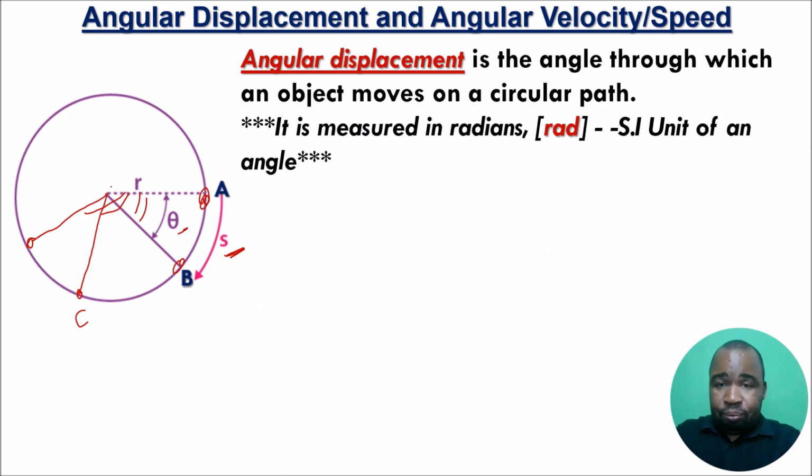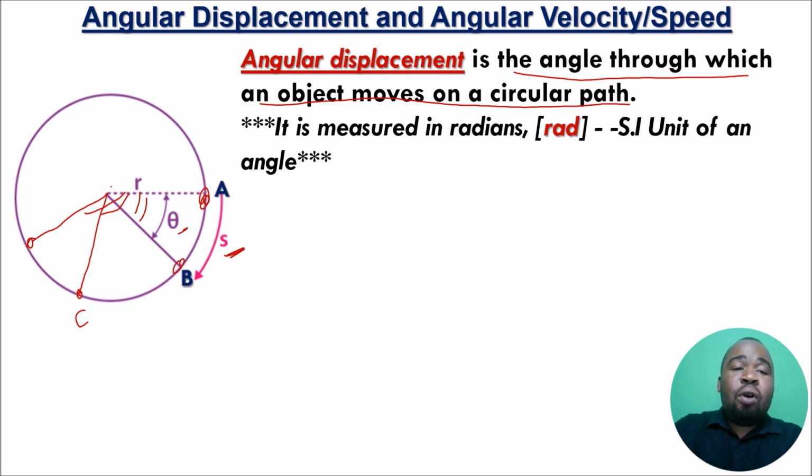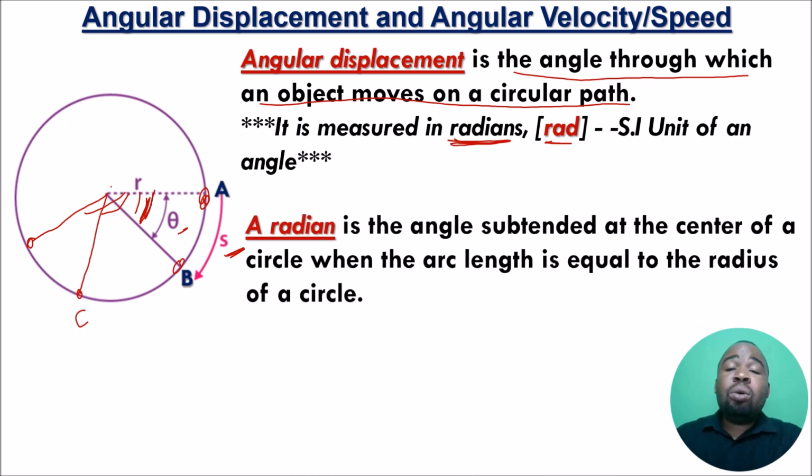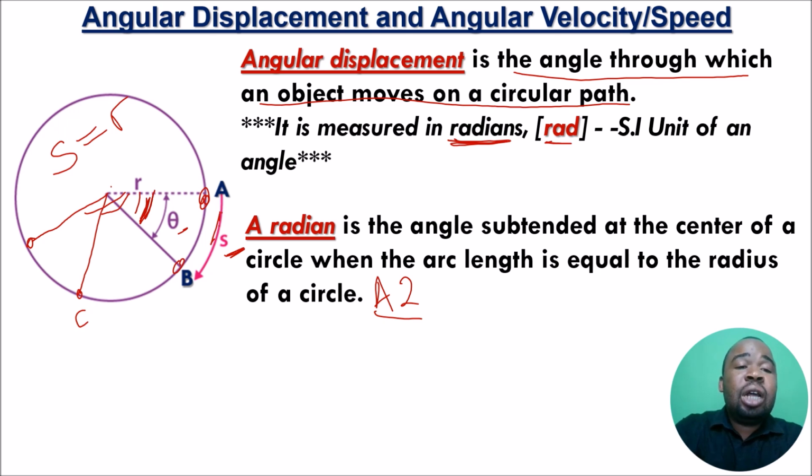Now, what is angular displacement? Angular displacement is the angle through which an object moves on a circular path, from its starting position to the current position. How big is the angle it has gone through? That is angular displacement. It is measured in radians, and the symbol for a radian is rad. Now, if you are an A2 student for CIE, you should be able to define a radian. A radian is the angle subtended at the center when the arc length s is equal to the radius of the circle. When the distance moved along the arc is equivalent to the radius of the circle, we say an object has displaced through a radian. This is a very important concept for A2 students under CIE examinations. You should define a radian.